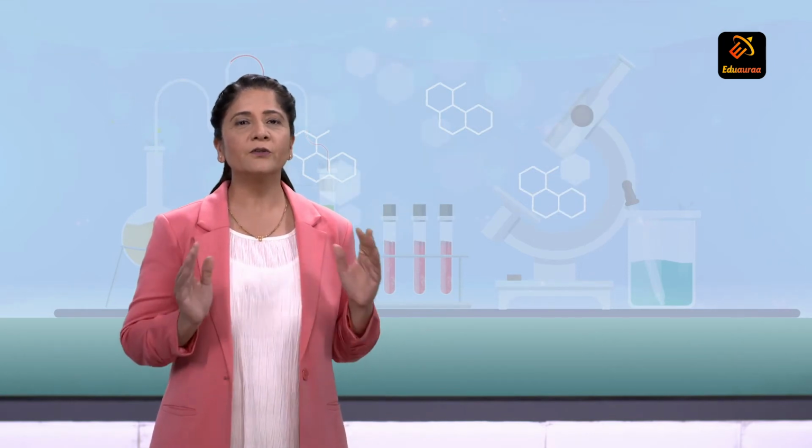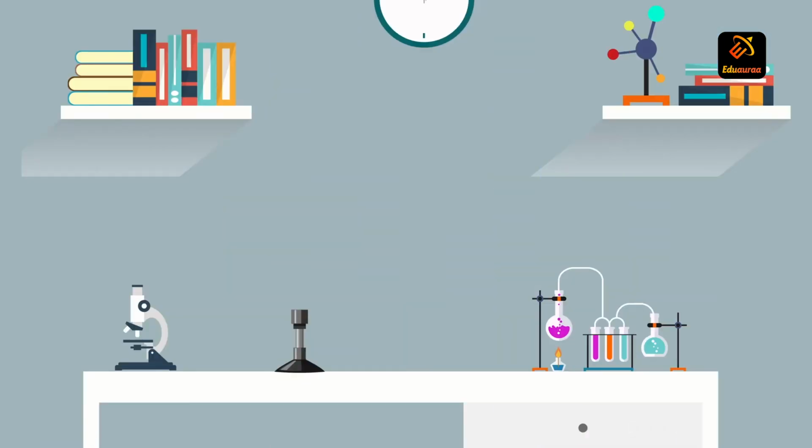Now imagine you are standing in a laboratory. Your teacher has given you magnesium ribbon. It is gray in color. Hold the magnesium ribbon with the help of tongs and try to burn it on the burner. What will be your observation in this case?